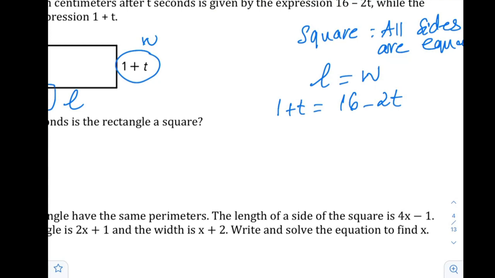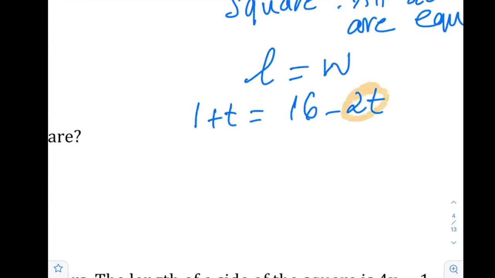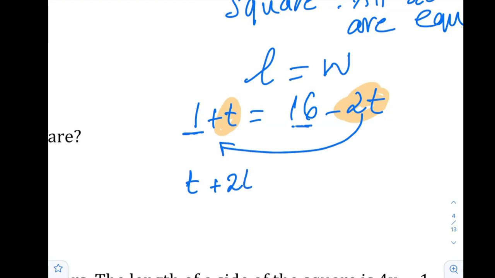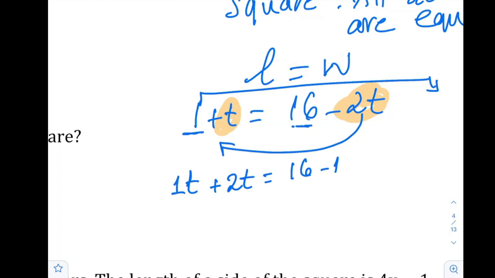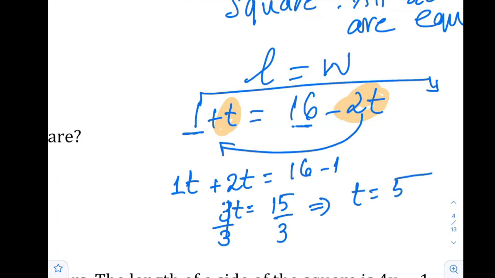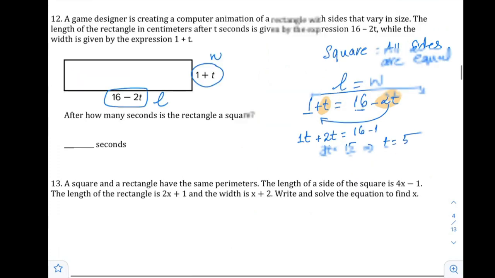We have here negative 2t and t on this side, and we have the 1 and the 16. So I'll bring the negative 2t here. It becomes t plus 2t equals, I'll take the 1 to the other side, so it is 16 minus 1. 1t plus 2t is 3t. 16 minus 1 is 15. Divide both sides by 3, so t is 5. So 5 seconds will be the time needed for the rectangle to be a square.